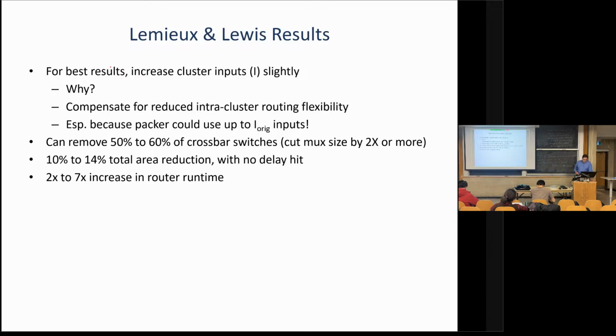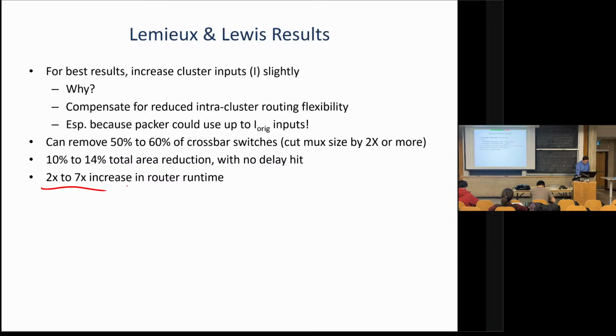So what they found is they could actually remove 50 to 60% of the crossbar switches, cutting their mux size by 2x or more than 2x. In terms of the whole architecture, so not just the logic block and local routing but the general routing, everything, they got 10 to 14% area reduction, and it didn't cost them any delay, so it was all good. It did take longer in the router.